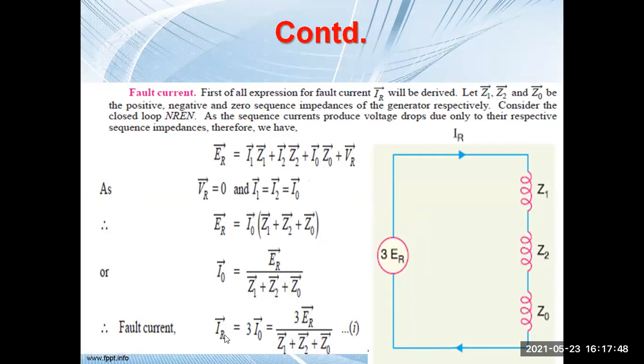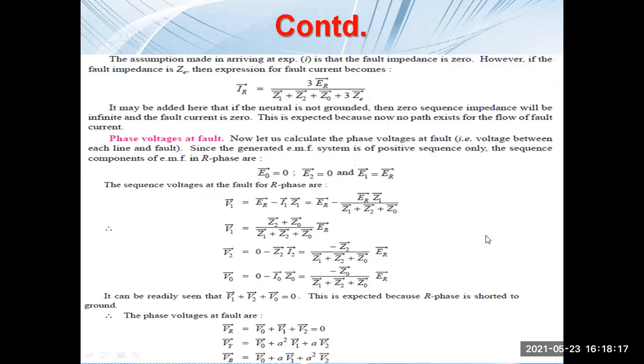Now what is the relation between the fault current and the zero sequence current? That will be 3 times that. So IR will be 3 into ER by Z1 plus Z2 plus Z0. So if you want to represent this expression in terms of sequence networks, you will have a source of 3 ER and three impedances Z1, Z2 and Z0, connected in series. IR will be equal to 3 ER by Z1 plus Z2 plus Z0 plus 3 ZE, if you have a fault impedance, which will be 3 times your neutral impedance.